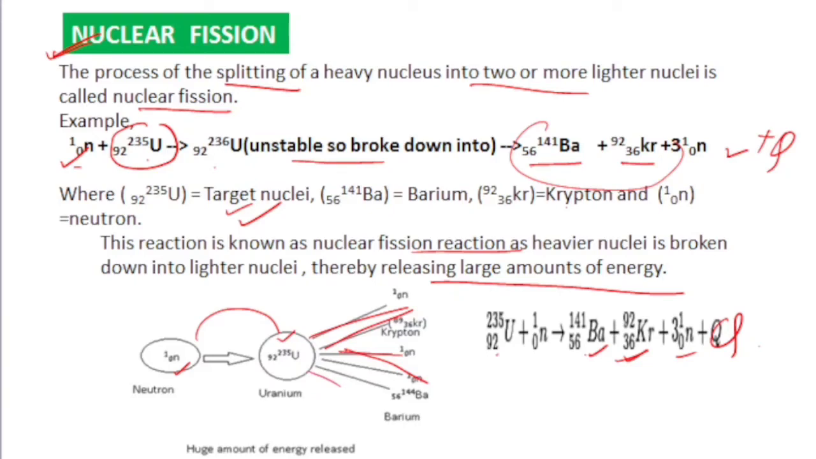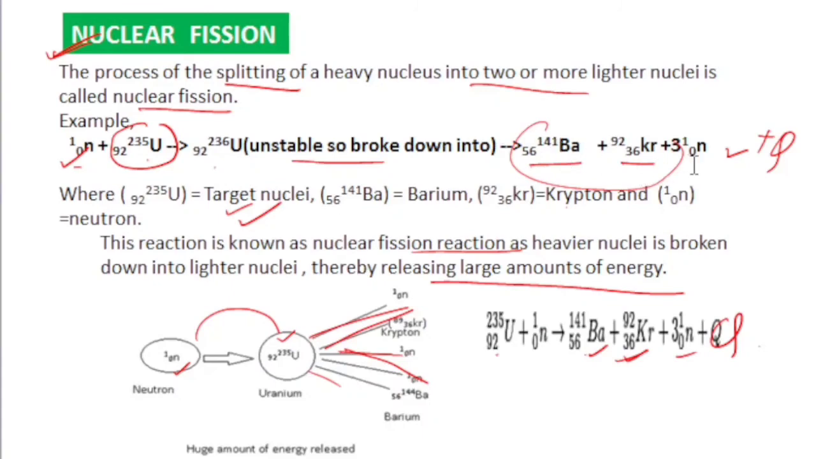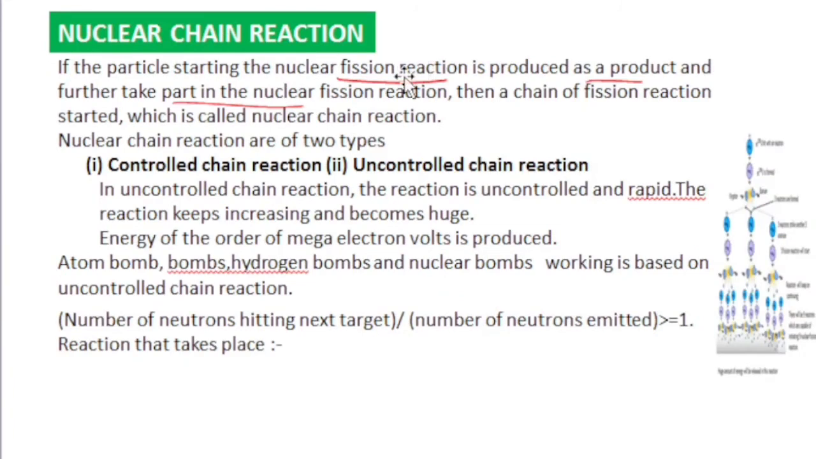This is nuclear fission. Now there is the nuclear chain reaction. What is the nuclear chain reaction? If the particle starting the nuclear fission reaction, as we discussed in the last slide, is produced as a product and further takes part in nuclear fission reaction. Here in nuclear fission, 3 neutrons are released. Again these 3 neutrons further take part in fission reaction. Then a chain of fission reactions is started, which is called a nuclear chain reaction, right?